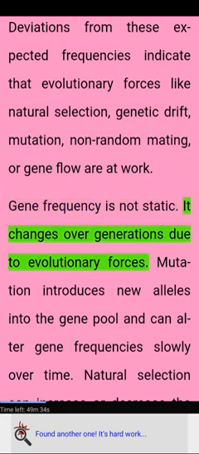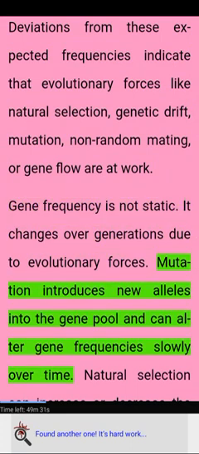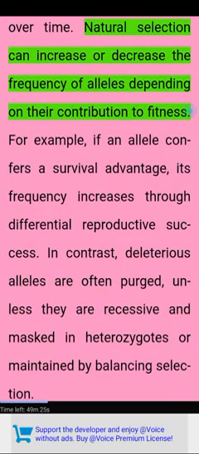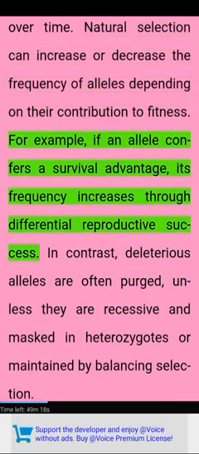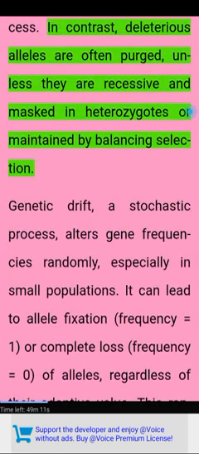Gene frequency is not static. It changes over generations due to evolutionary forces. Mutation introduces new alleles into the gene pool and can alter gene frequencies slowly over time. Natural selection can increase or decrease the frequency of alleles depending on their contribution to fitness. For example, if an allele confers a survival advantage, its frequency increases through differential reproductive success. In contrast, deleterious alleles are often purged, unless they are recessive and masked, or heterozygotes are maintained by balancing selection.